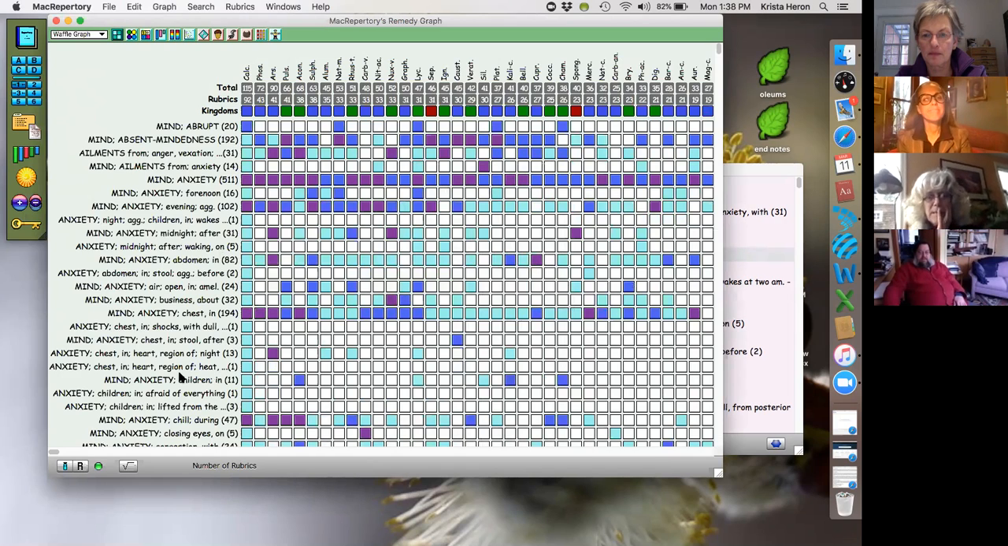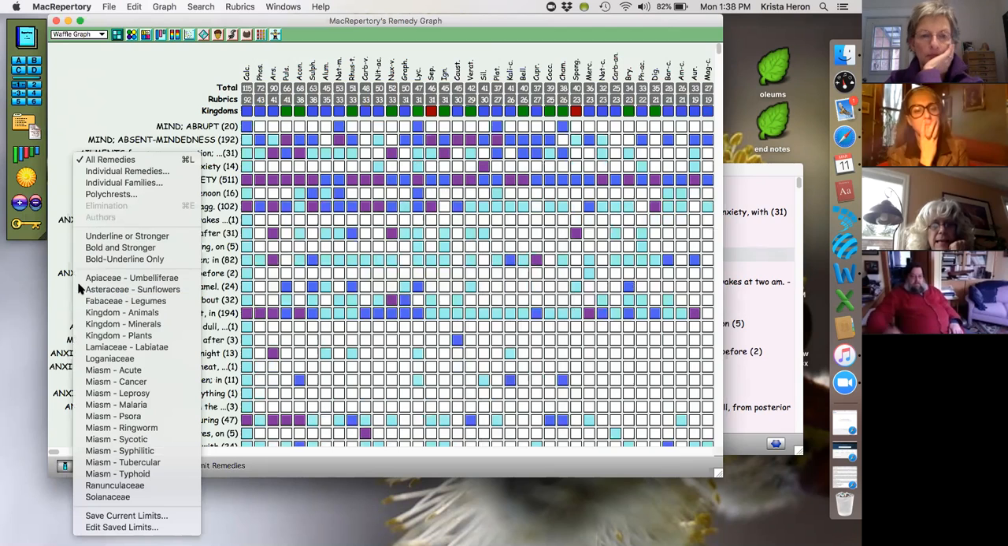Okay. So from here, if we want to know about all the Calcareas and anxiety related to these particular rubrics, let's say we chose 5 that we liked and that we were really interested in how the other Calcareas relate to that, we come down to the lower left-hand side and click on the little remedy vial.